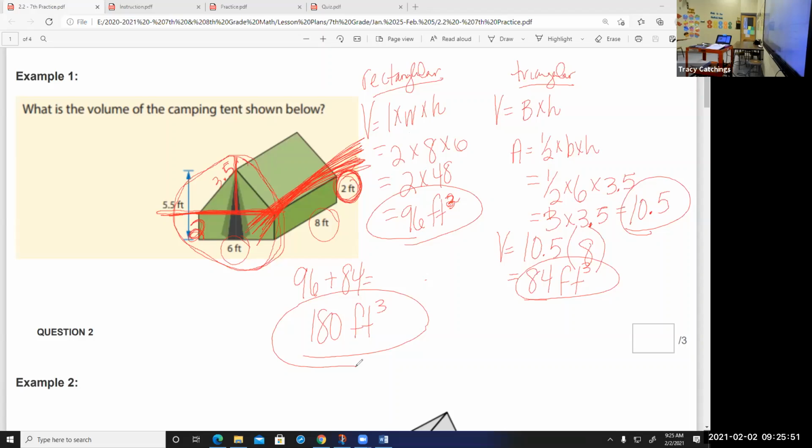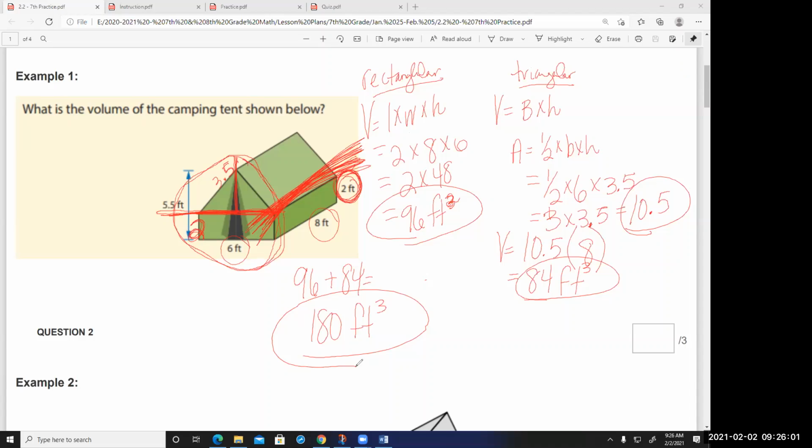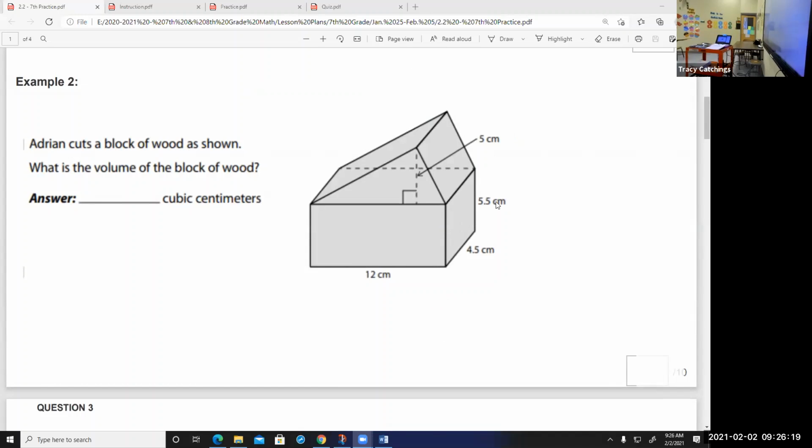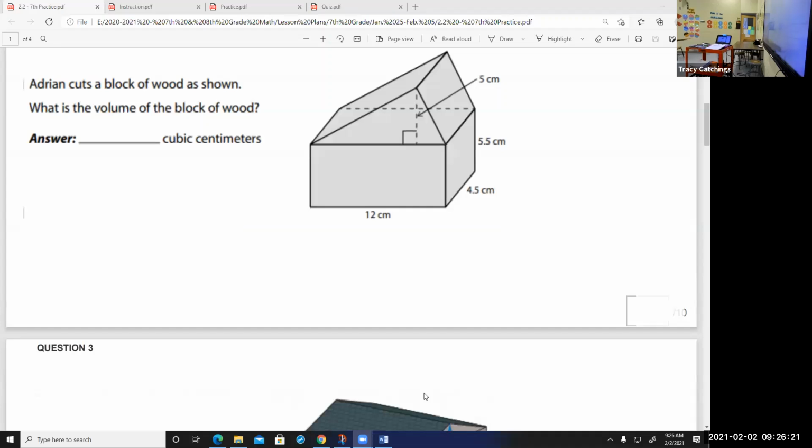Any questions? Anyone still need anything? All right, let me know when you finish. I'm finished. All right, can someone read to us? Aubrey. Aiden cuts a block of wood as shown.